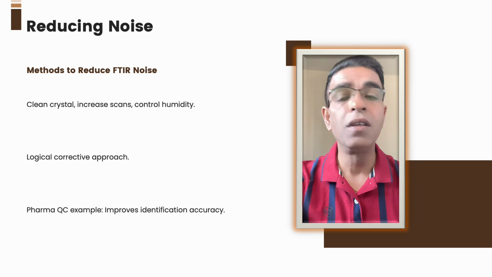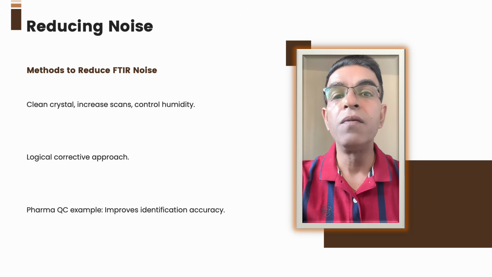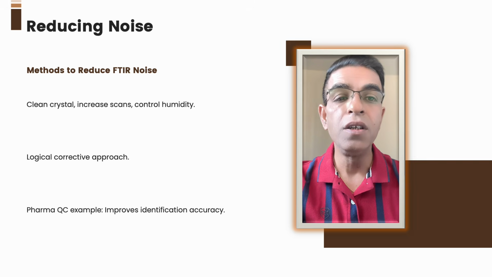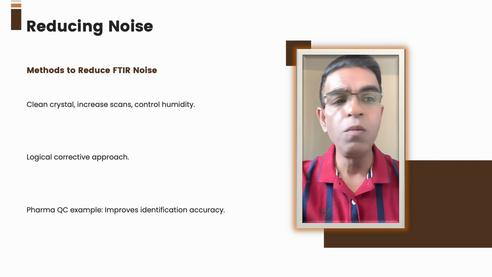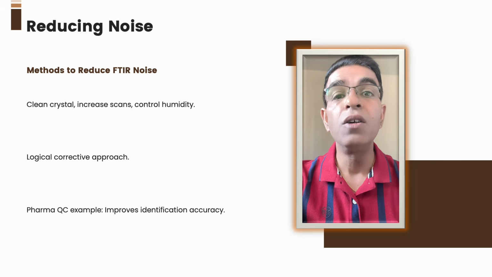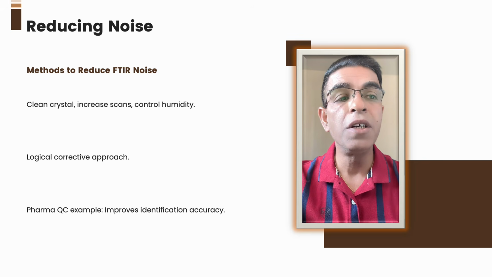Sir, noise in FTIR can be reduced by taking few simple corrective steps. First, we should properly clean the ATR crystal because any contamination on the surface can affect the signal. Second, we can increase the number of scans, which improves the signal to noise ratio. Also, maintaining a controlled environment, especially stable temperature and low humidity, is very important. Then, add one more professional point. Proper instrument purging with dry air or nitrogen also helps in minimizing moisture and carbon dioxide interference.